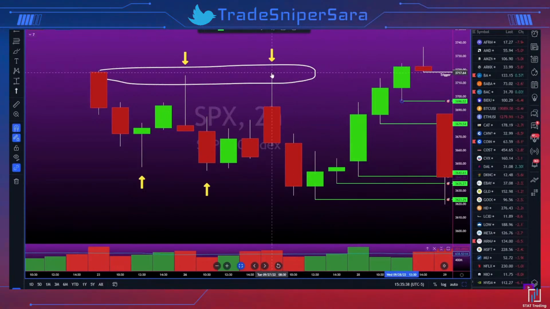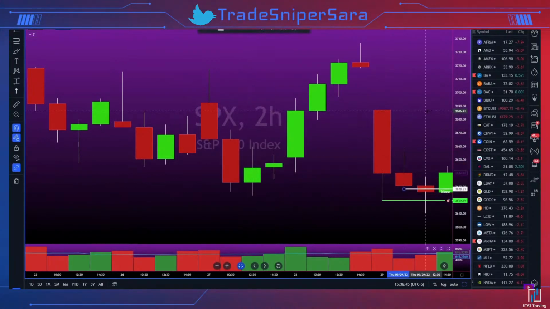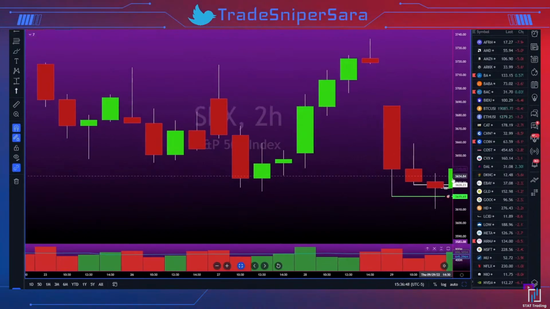Once a pivot high is taken out, you want to be out of your longs. Once a new pivot low is taken out, you want to be out of your shorts. Even right here, you have a 2, 1, 2 down. What's your trigger? 36.28. What's your target? 36.19.